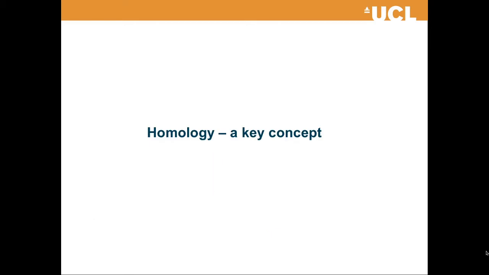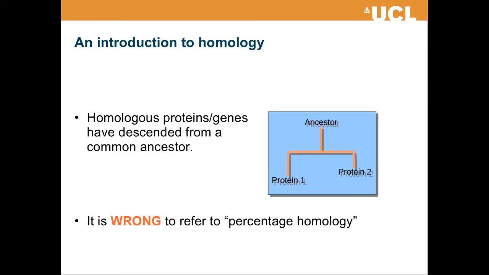Now, I said we'd come back to homology, and this really is a key concept for everything related to bioinformatics. So, homologous proteins or genes have descended from a common ancestor. This is the definition of homology.